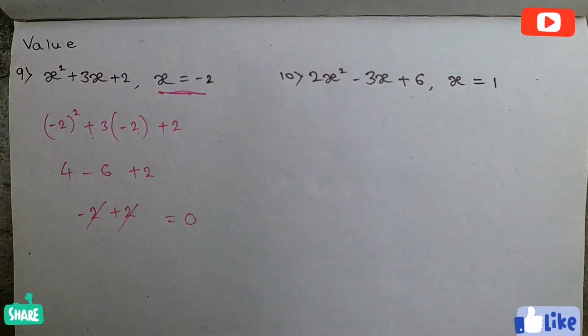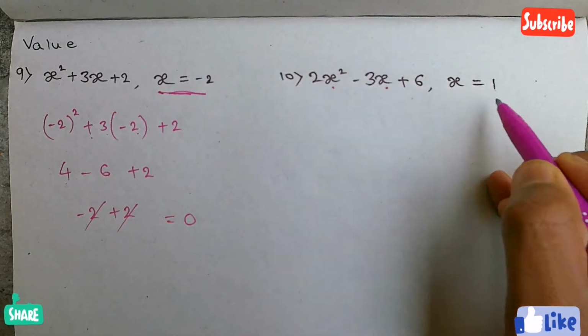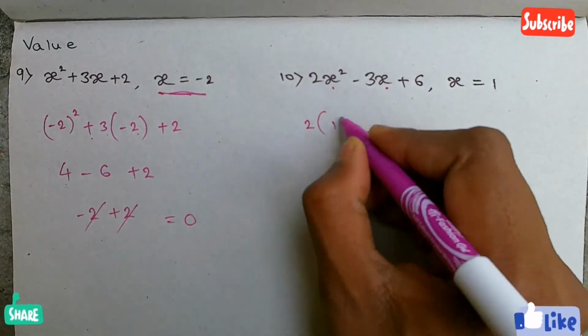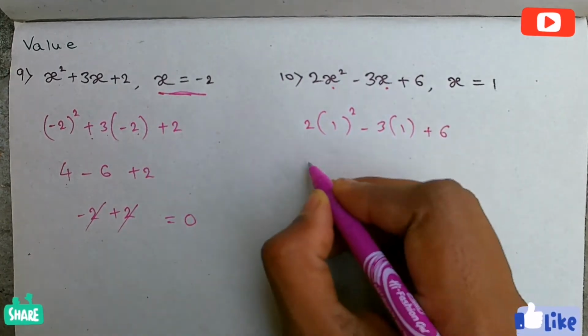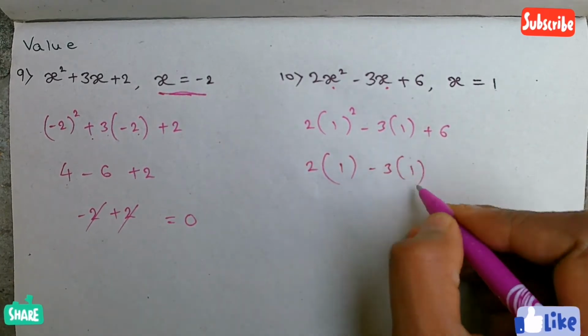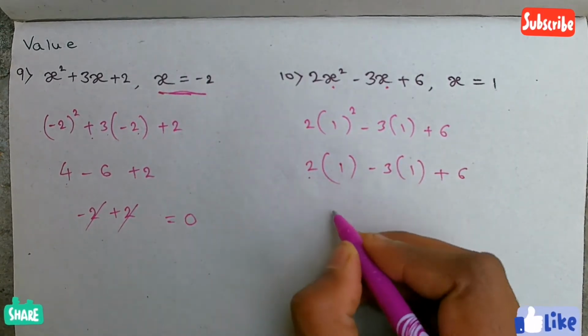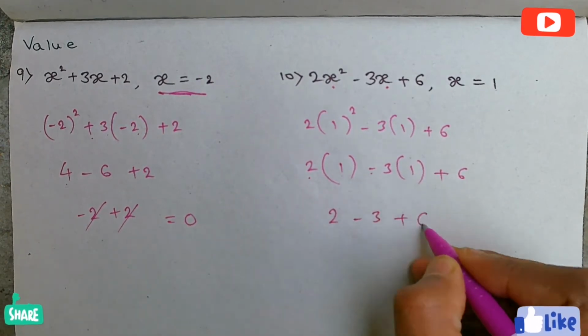Next question. 2x square minus 3x plus 6 when x is equal to 1. So wherever we have x, in that x place we need to substitute 1. So 2 into 1 square minus 3 into 1 plus 6. 2 into 1 square, 1, minus 3 into 1 plus 6. 2 into 1, 2, minus 3 into 1, minus 3, plus 6.